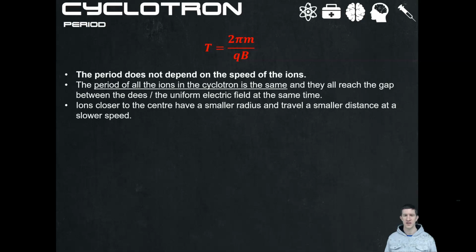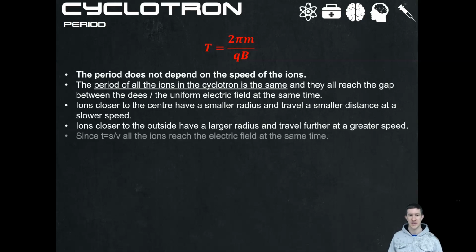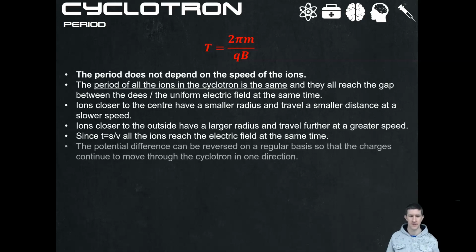This is because the ions closer to the center have a smaller radius, and they travel a smaller distance at a slower speed. However, ions on the outside have a larger radius, and they travel further, but they're traveling at a greater speed. Given that time is distance over velocity, all of the ions are going to reach this electric field at exactly the same time, because the distance is cancelled out, so to speak, by the greater speed. So the potential difference can be reversed on a regular basis so that the charges continue to move through the cyclotron in one direction. And we can actually calculate what that is using this formula.